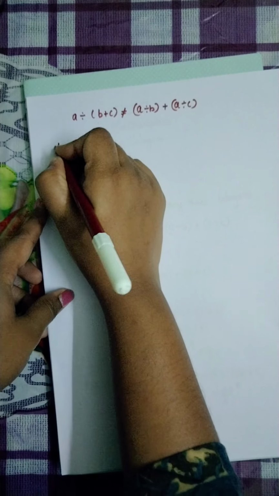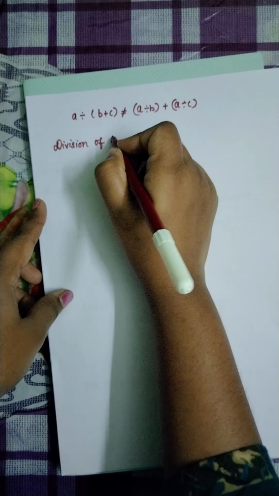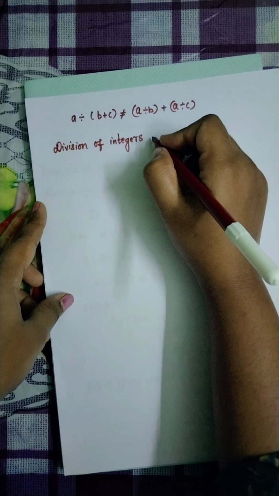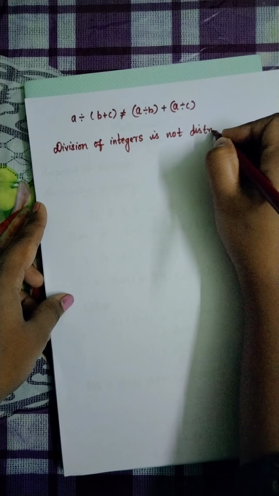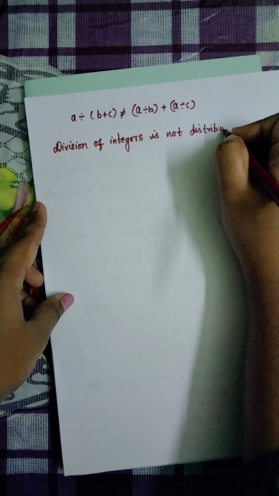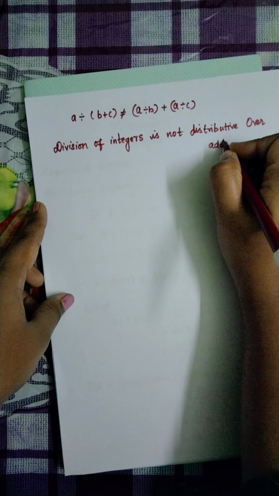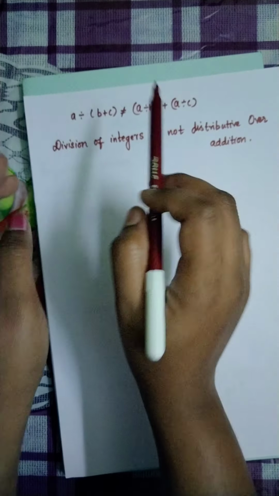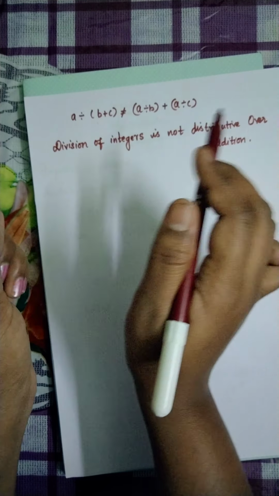Finally, you need to write the steps. Division of integers is not distributive over addition, because both answers are different. We got a divided by (b plus c) is not equal to a divided by b plus a divided by c. So division of integers is not distributive over addition.